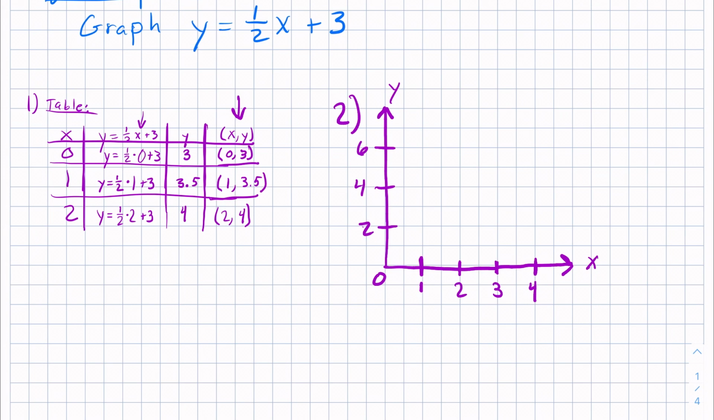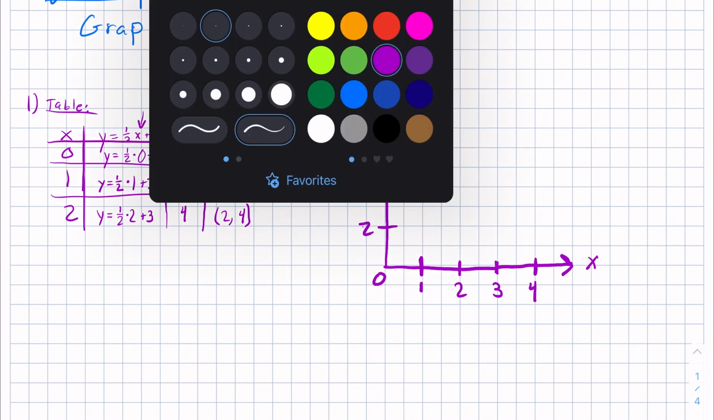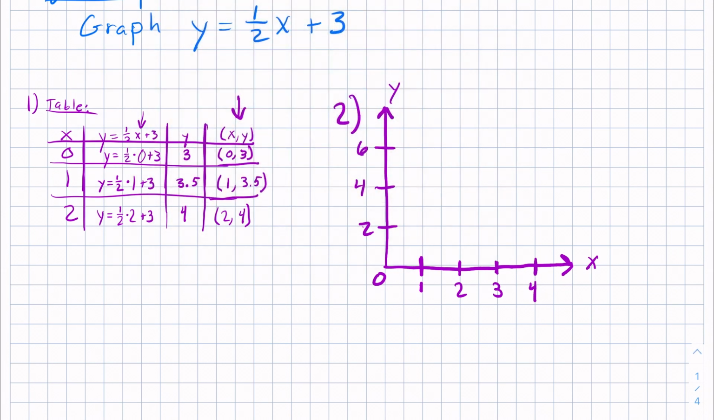I have 3 ordered pairs that I can put on my graph. My first one is 0 and 3. I'm going to change color so this is easier to see. So let's go with orange. So my first one is 0 and 3. So to plot an ordered pair, on the x-axis I have 0, so I don't have to go anywhere on the x-axis. And the y-axis I have 3, so I just have to go up 3. So this is my first ordered pair right here.